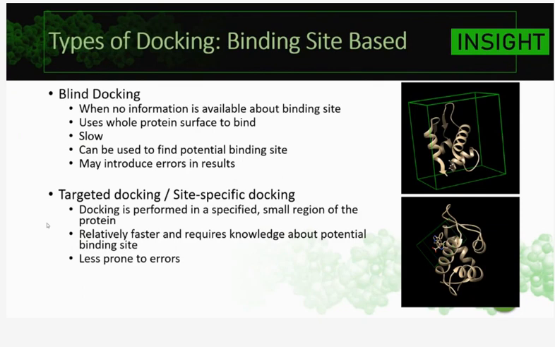First of all, as we already talked about, especially when you're doing protein-related studies, the binding site is very important. So based on the knowledge of your binding or active site, molecular docking can be of two types. One is called blind docking. In blind docking, we do not have any information about the binding site. So what we do is prepare the entire protein surface to receive the ligand. The entire protein surface becomes our potential binding site. So it can be anywhere.